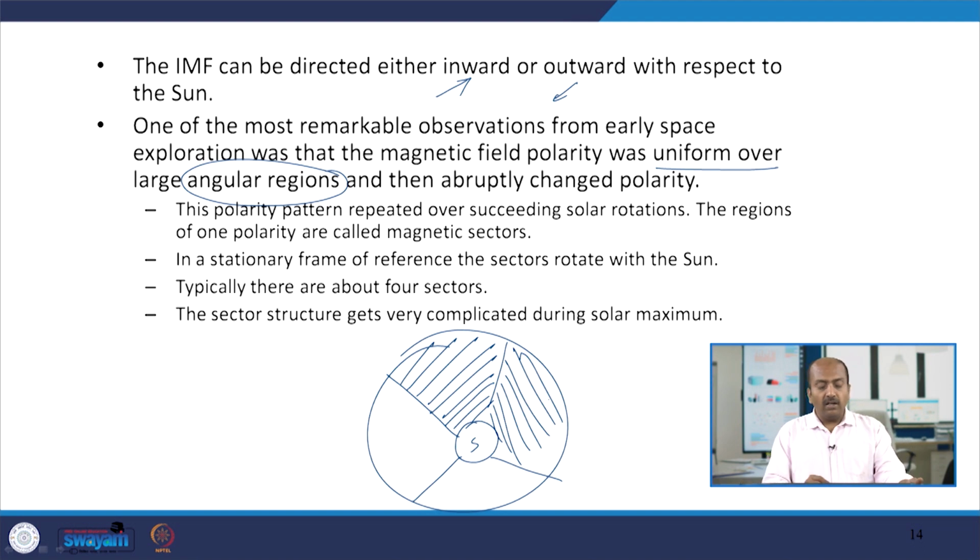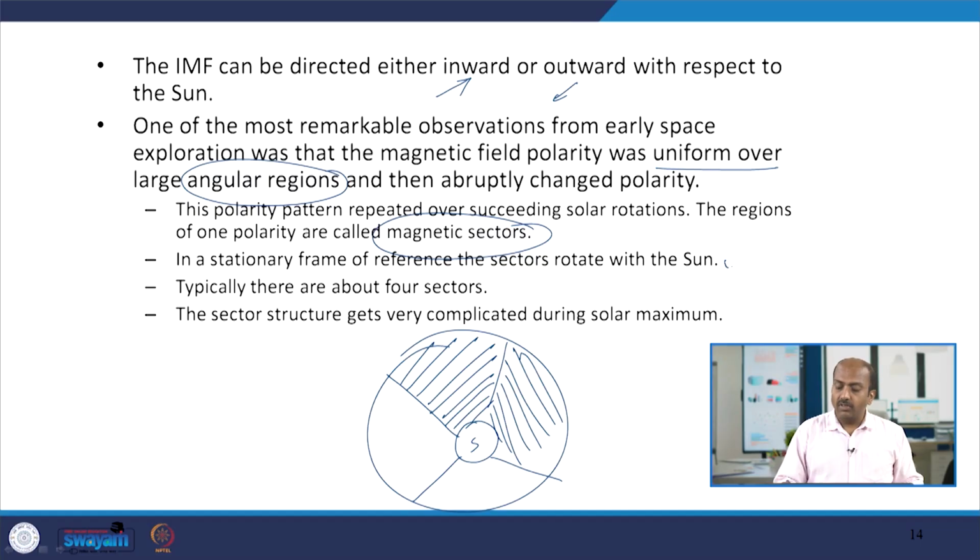So, the polarity pattern repeated over succeeding solar rotations. These regions of one polarity are called magnetic sectors. Wherever you have the same polarity over a very large angle, you call that a magnetic sector. Okay.